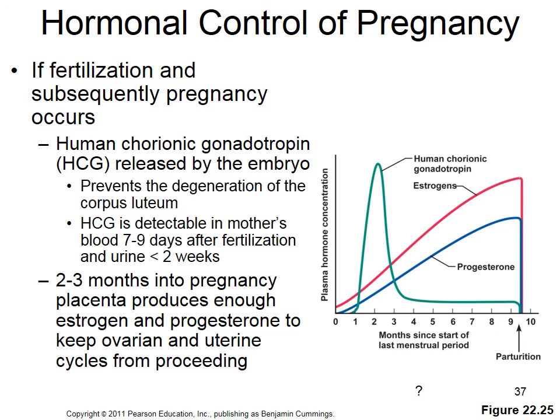Two to three months in, HCG levels fall off, and the placenta actually starts producing all the estrogen and progesterone. If you remember when we were talking about the sex hormones during the endocrine system, the placenta was mentioned as an endocrine organ. It's an endocrine organ because it produces estrogen and progesterone to support pregnancy.